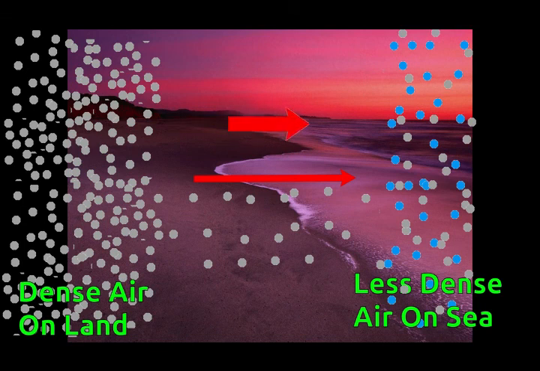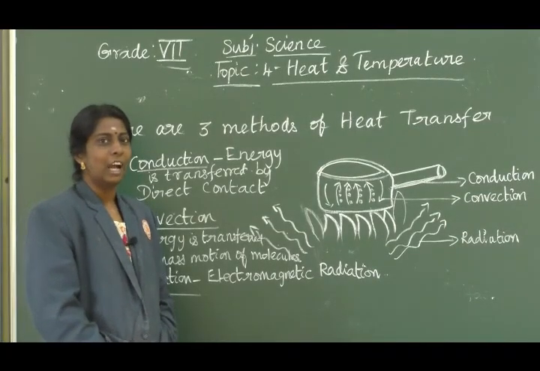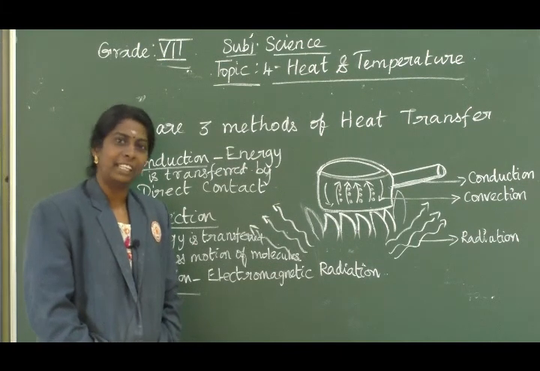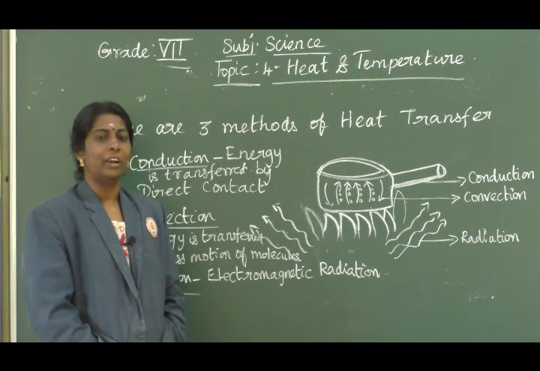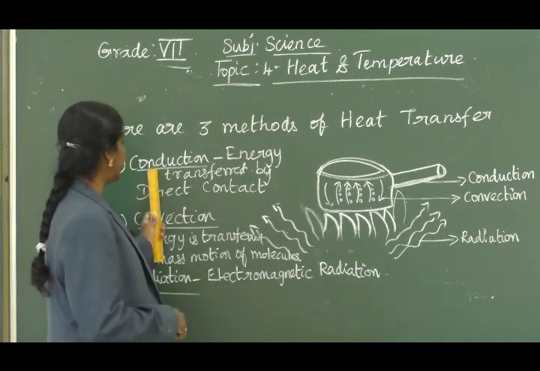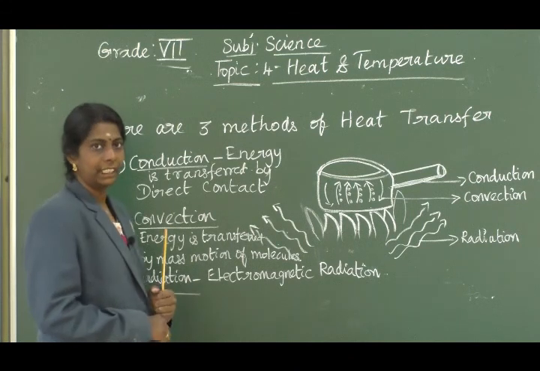Space between this hot air is filled by cool air from land and thus breeze flows from land to water. Yes children, now moving further about different methods of heat transfer. So in general there are three methods of heat transfer, that is conduction, convection and radiation.